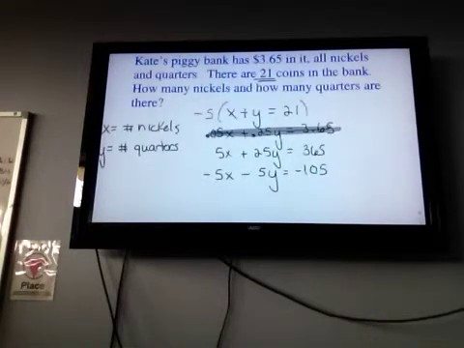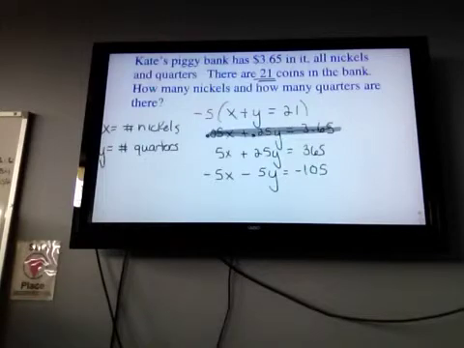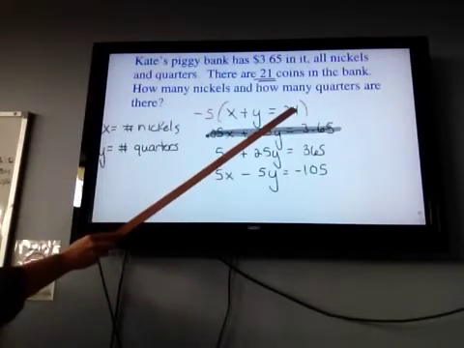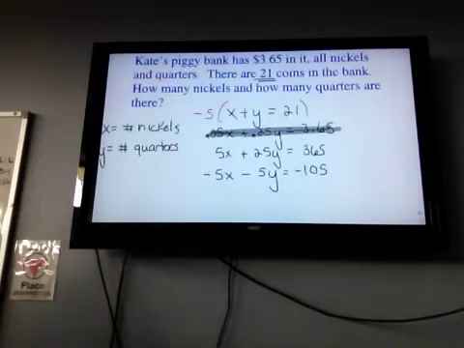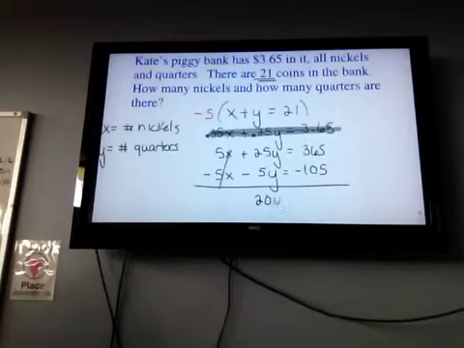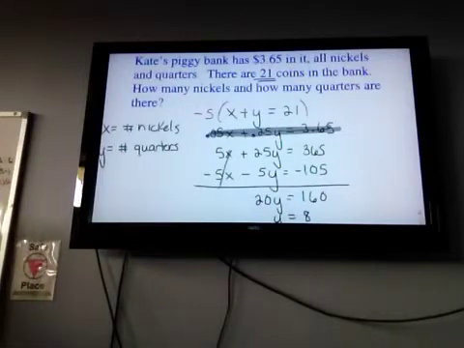The most common mistake, although the assessments were fantastic, the most common mistake made on the assessment you got back today was not multiplying that number. So make sure you take it all the way across. Okay, so now I can add down and those cancel. 20y equals 160. Y equals 8. Divide by 20.